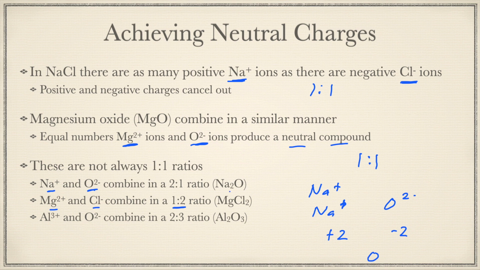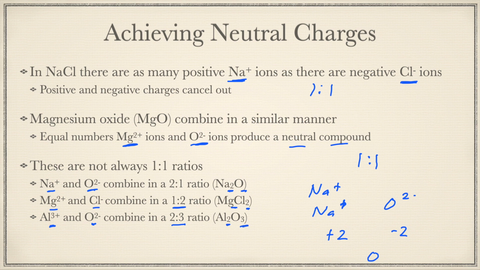And again, our formulas show this. So here I have 2 sodiums, I only have 1 oxygen. Here I have 1 magnesium, I have 2 chlorines. And then something like aluminum oxide, so aluminum and oxygen will combine in a 2-to-3 ratio. So you end up with Al2O3. So I have 2 aluminums for every 3 oxygens.